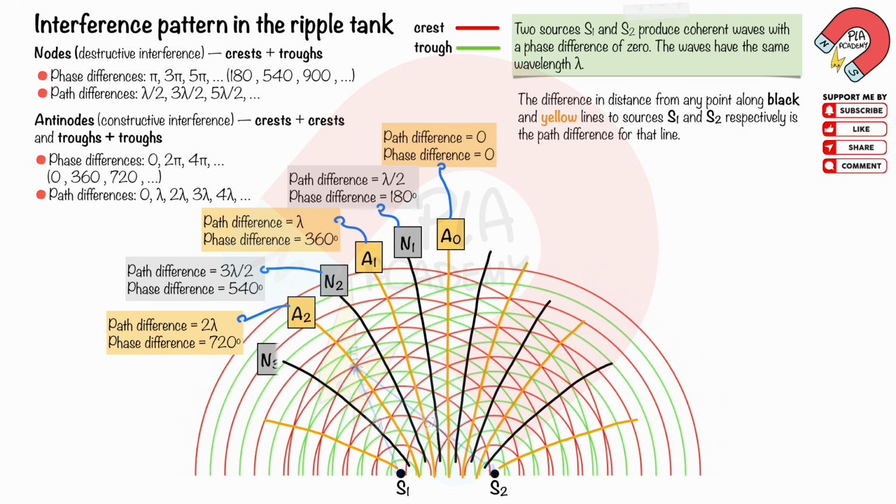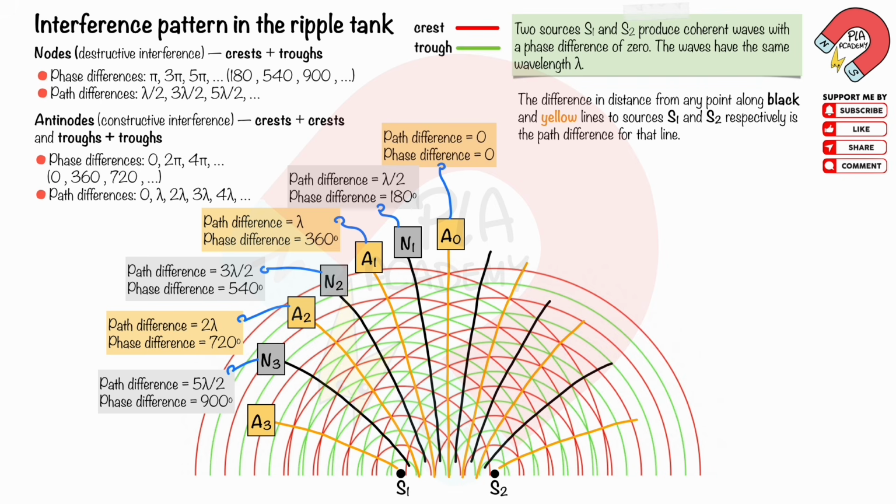The next black line marks the third-order node N3. At this node, the path difference is 5 half wavelength and the phase difference is 900 degrees. This means that the difference in distance from any point on this line to the two sources, S1 and S2, is 5 half wavelength. For example, at point F on this line, the distance S1 to F is 3 lambda, and the distance S2 to F is 5.5 lambda.